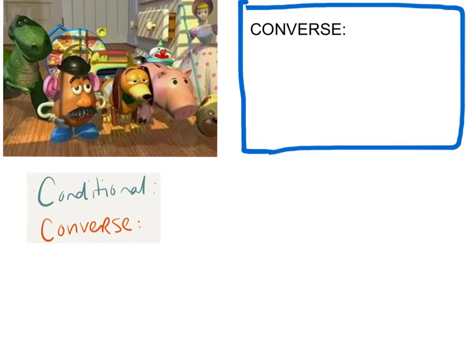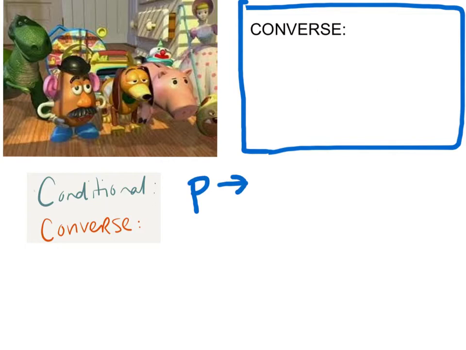On the lower left-hand side of your notes, I'd like you to write the title converse. And you're going to be writing in your own definition of what a converse is after I give you a quick example. Now, you can't really know what a converse is unless you start with a conditional. So I'm going to give you the most basic conditional.